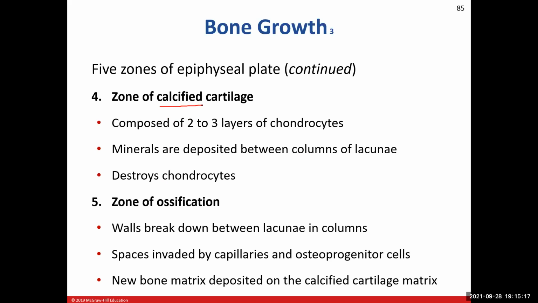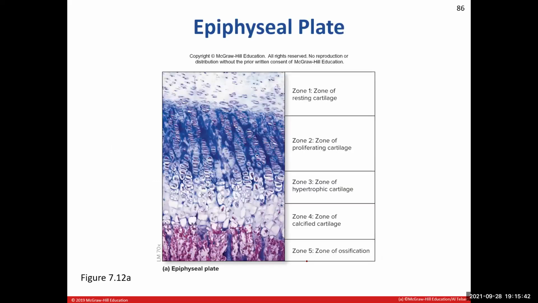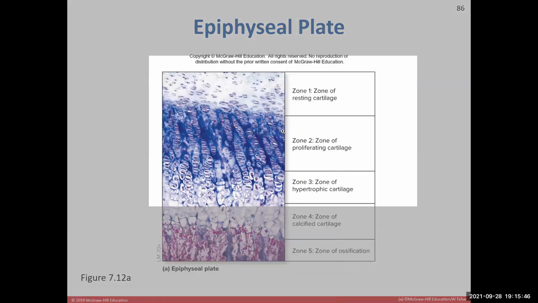The zone of ossification. In this zone, the walls of the lacunae start to degenerate and break down, and our capillaries, our blood vessels, start to infiltrate those areas and bring in our osteoprogenitor cells, which are then going to build our new bone matrix on top of the old, dead, degenerated, calcified cartilage matrix. Same story we saw before. So here you can see our 5 zones.